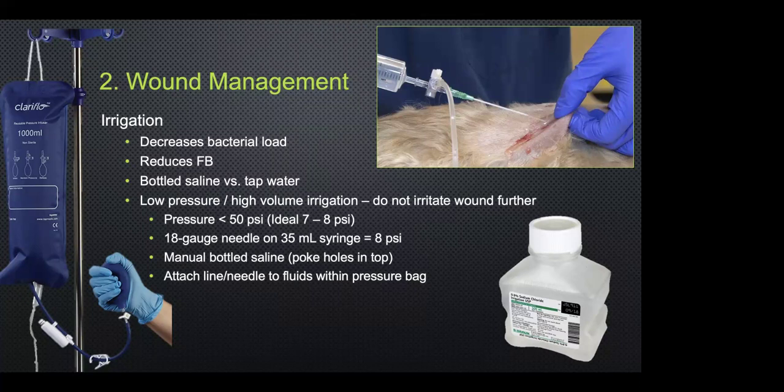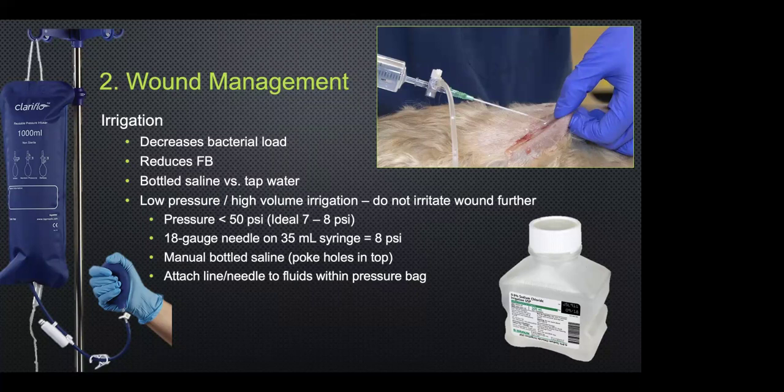The importance here is to focus on a low pressure, high volume irrigation. And that's because if you start really squirting the wound bed with very high pressure, not only can you potentially damage any healthy cells that are starting to form in that wound, but you're also spritzing bacteria that are hanging on around the fur and the skin of the animal and potentially contaminating the wound bed further.